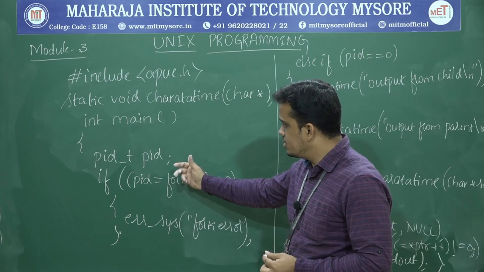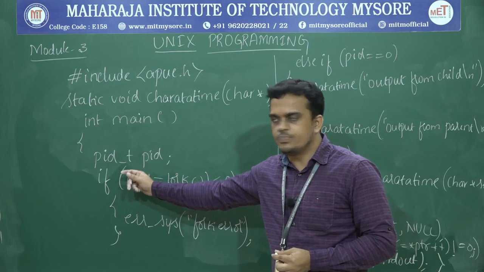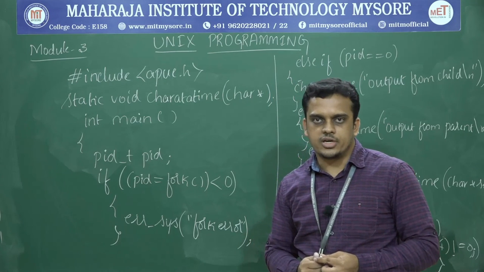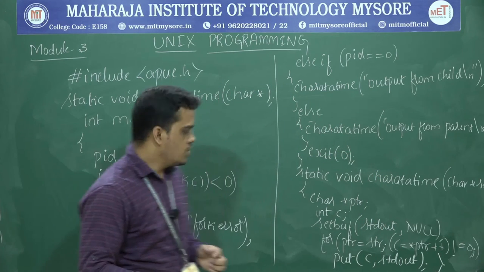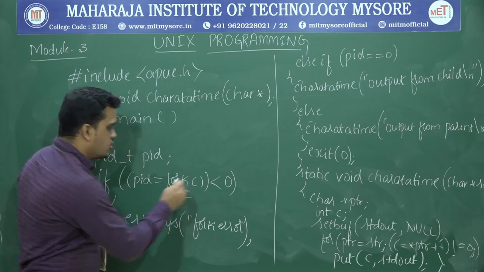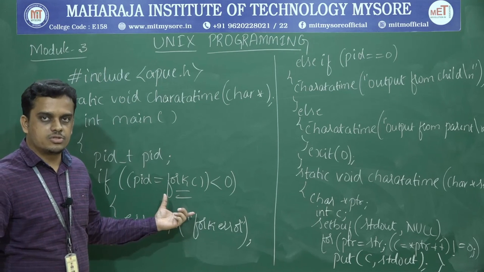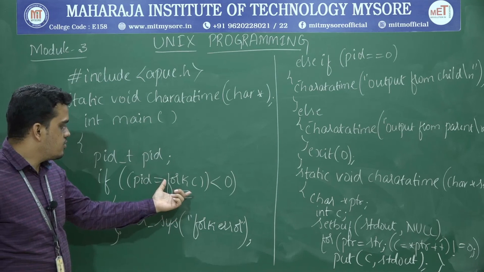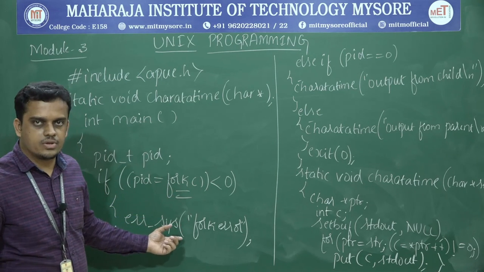Then in the main function, we have created a variable called PID of type PID_t. This is the data type which holds process identifiers. Then we make use of the fork function to create a new child process. Fork is a function used to create a new child process, and if that value is less than 0, it is a fork error.